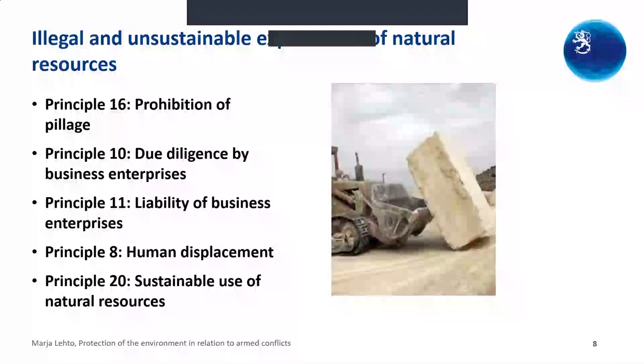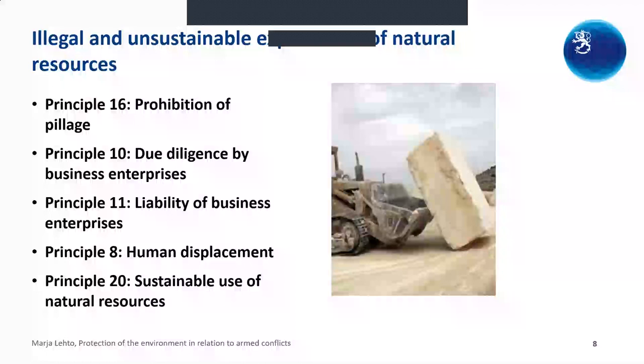Two further principles on due diligence by business enterprises and liability of business enterprises are relevant in the context of illegal exploitation of natural resources in conflict-affected areas, given the role that business enterprises may have in perpetuating conflict economies and in causing environmental harm. Businesses, of course, often make a positive contribution to post-conflict reconstruction. But there are examples of excessive exploitation, harmful to the environment and human health, facilitated by the governance challenges and lack of regulatory oversight that are typical in conflict-affected contexts.